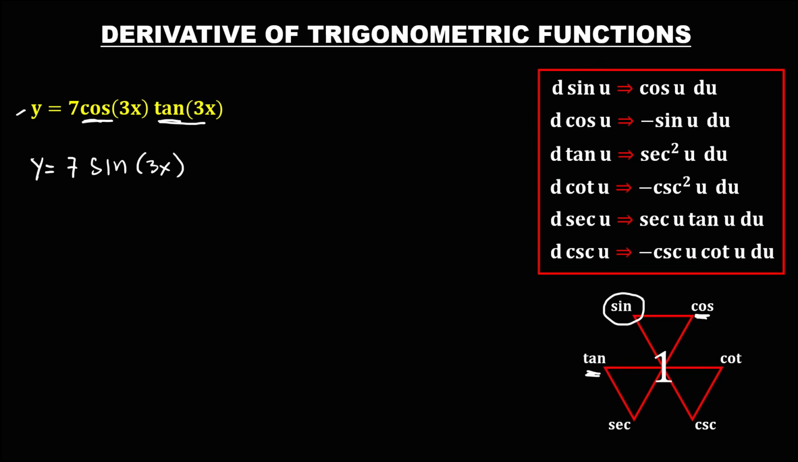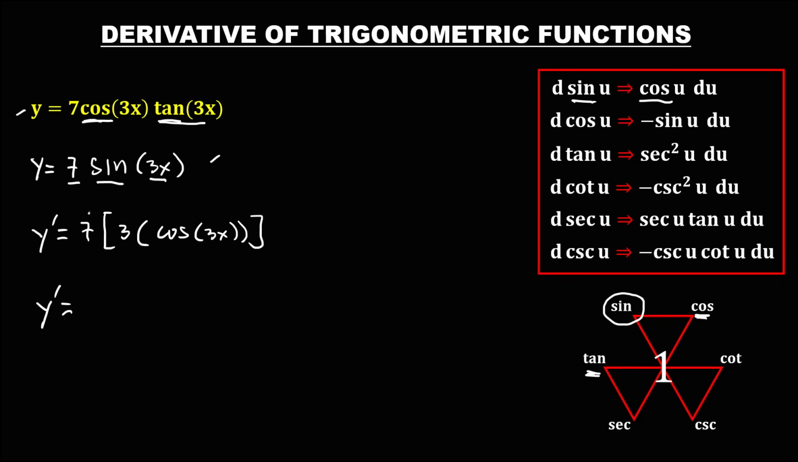Then this time, we can find the derivative using this function. So y prime equals, again, always bring down the constant, then times the derivative of 3x, that's 3, then times the derivative of sine, that's positive cosine, then 3x. Then to simplify, 7 times 3 is 21, then cosine 3x.